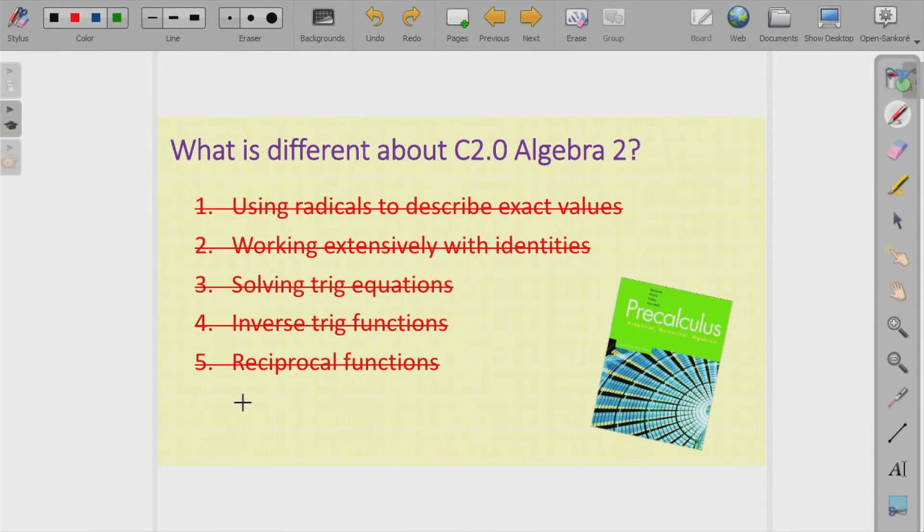Solving trig equations is traditionally a component of trig instruction. For example, finding all values of theta that satisfy this equation, not a point of emphasis in Algebra 2. A study of the inverse trig functions and their graphs and the properties of those graphs will be taken up in pre-calculus and is not included in Algebra 2. And lastly, the reciprocal functions y equals secant theta, y equals cosecant theta, and y equals cotangent theta may be addressed in pre-calculus but are not addressed in Algebra 2.